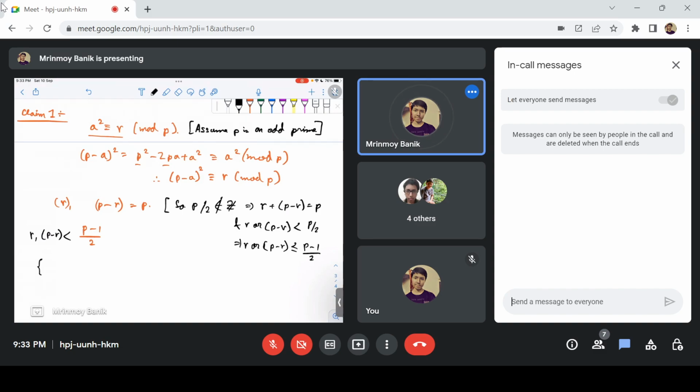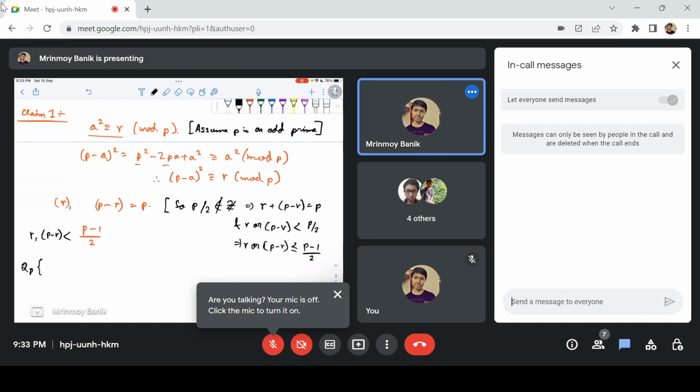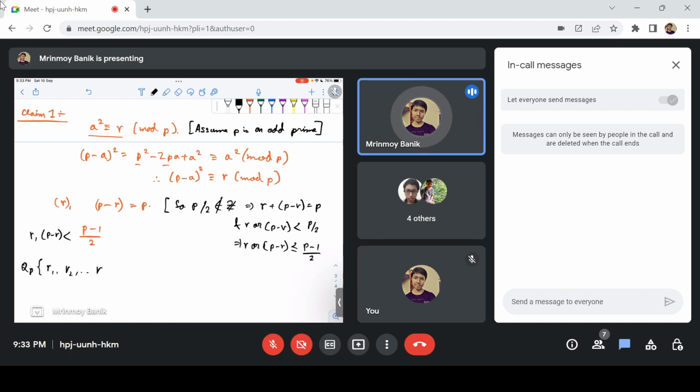So we have all the numbers in the set QP, which are made up of R1, R2, R3 up till, we don't know how many, so let's say RK. So for all Ri in QP, Ri is less than or equal to p minus 1 by 2. That's the first result.